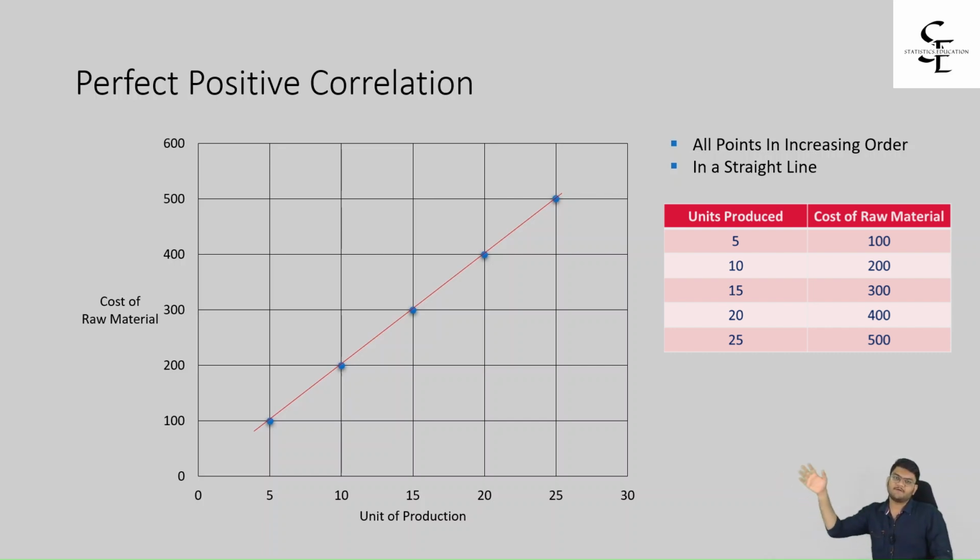In this graph, we have the units of production on x-axis and the cost of raw material on y-axis. Here, to produce 5 units, the cost of raw material is 100 rupees. Now, when the production is doubled to 10 units, the cost of raw material also doubles from 100 to 200. Here, the points on the scatter diagram will form a straight upward moving line, indicating that there is a perfect positive correlation. I hope you understood perfect positive correlation.